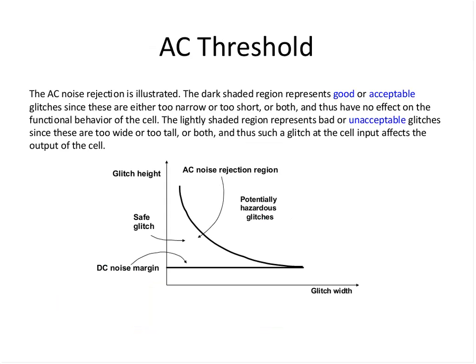This slide doesn't show dark and light shades, but I'll point it out. The dark shade region represents the good or acceptable glitches. There is a DC noise margin, and we have plotted the glitch height, and now there is a glitch width also. So this area belongs to the glitches that have lower widths. This is the safe area. As the glitch height keeps on increasing, the safe area becomes narrower and narrower. That means now we are worried about the area of the glitch. If the glitch is narrow but too tall, the area will be more.